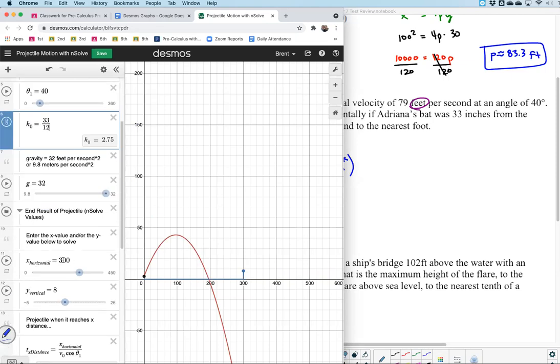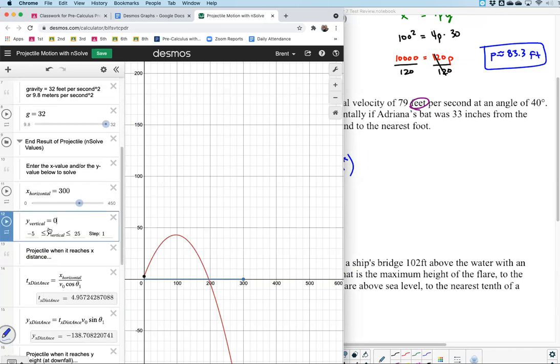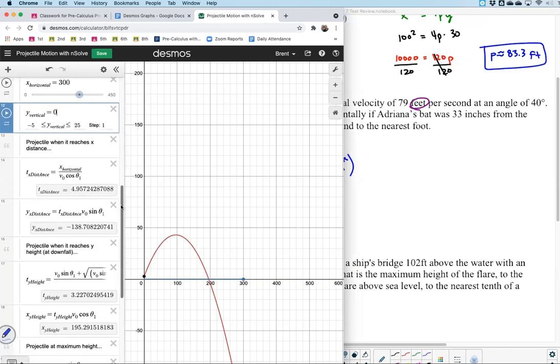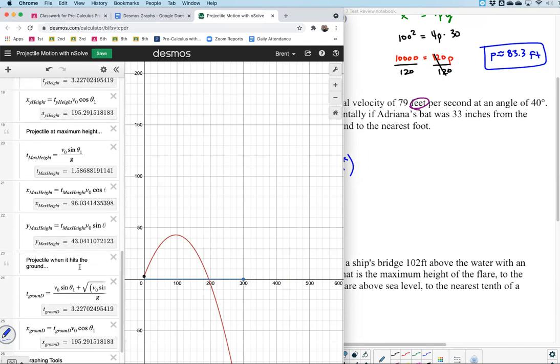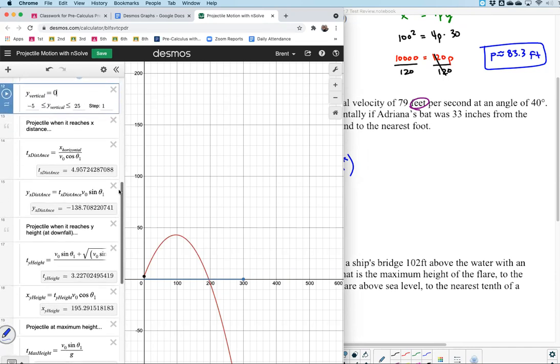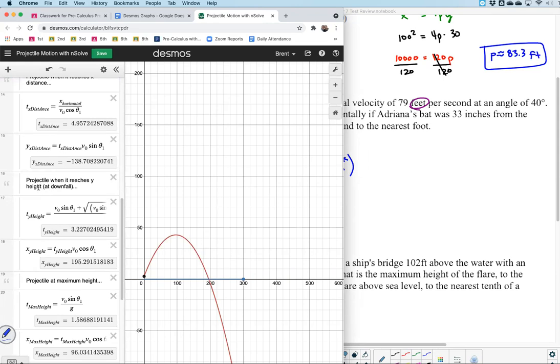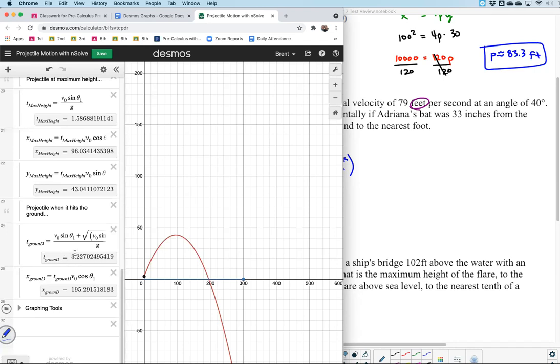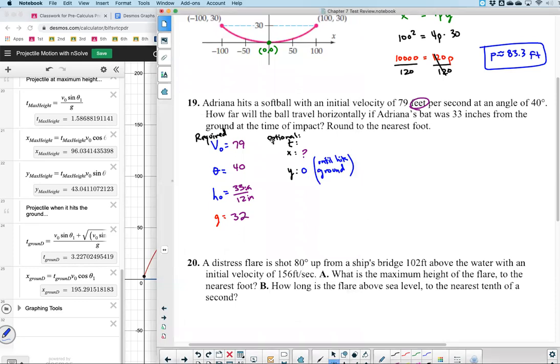The optional distance is we don't know x, but we do know the y vertical is going to be 0. We want to know how far does it go when it hits the ground. You can do one of two things. You can either scroll to where it says projectile at when it hits the ground down here, or you could look at, if you put in the y value as 0, you could look at projectile when it reaches y height. These two values here, 3.2, 195, are going to be the same as these values, 3.2, 195. You can see it solves the same thing. So that's the answer. Here it says how far will the ball travel? It'll travel 195 feet when we round to the nearest foot, approximately 195 feet.